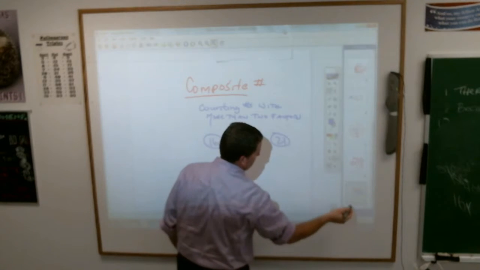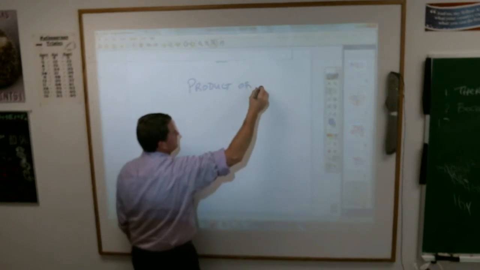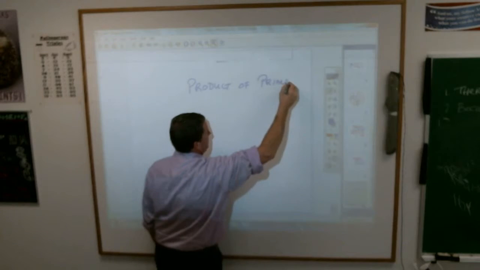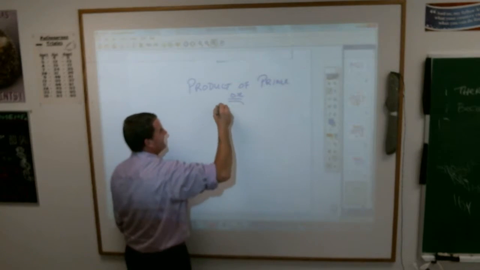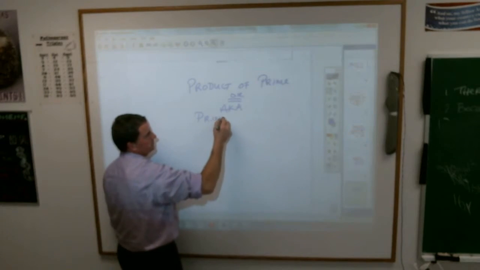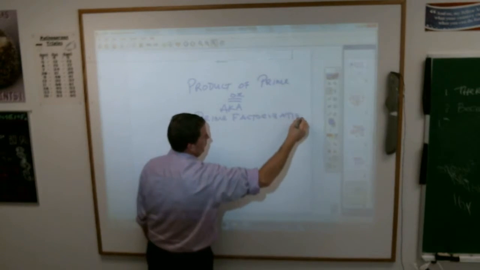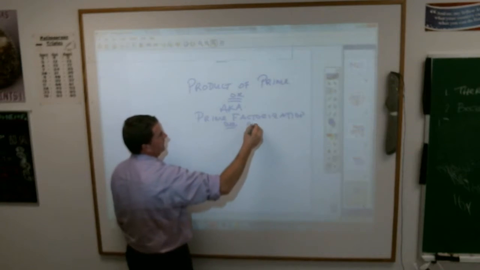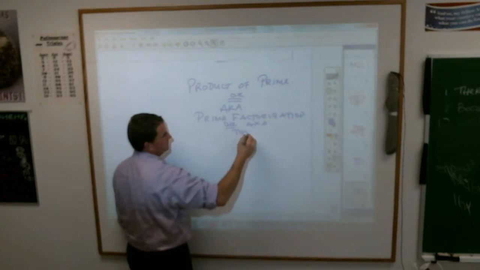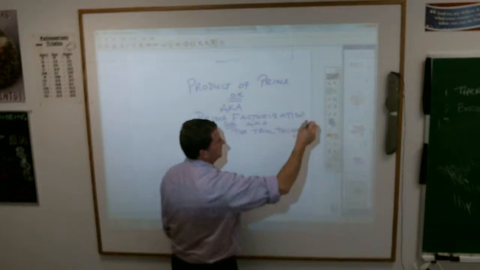Here we go, ready? Prime numbers. Actually, on top of this, you can write product of prime numbers. Product of prime, or AKA, also known as prime factorization, or AKA, also known as the tree thing. You probably won't find that in most math books.